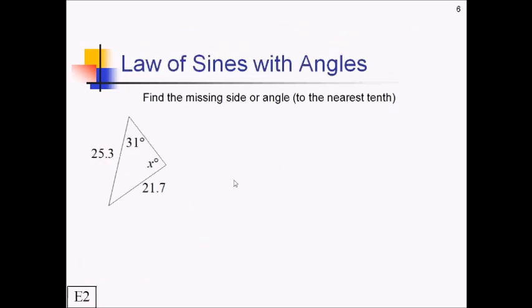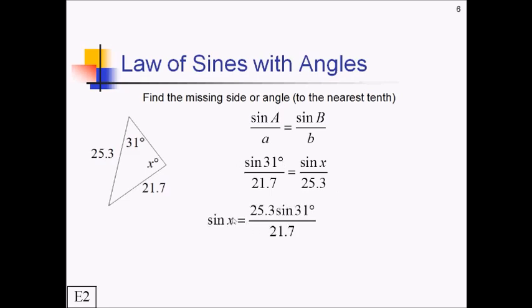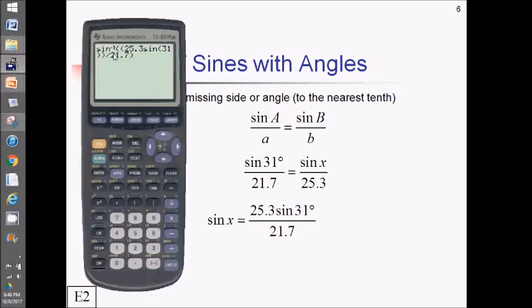Here's another problem. Pause the video and try this one out on your own. All right, so law of sines again, because we have an angle side pair that we know that are across from each other. So here it is. We can write sine of 31 over 21.7 equals sine of x over 25.3. Multiply both sides by 25.3 to isolate sine of x. And then let's use inverse sine to figure this out. So I've plugged all that into my calculator here. Inverse sine of all this stuff gives us 36.9 degrees.